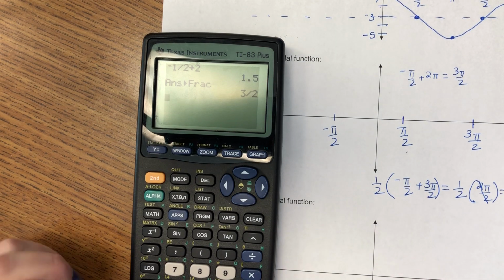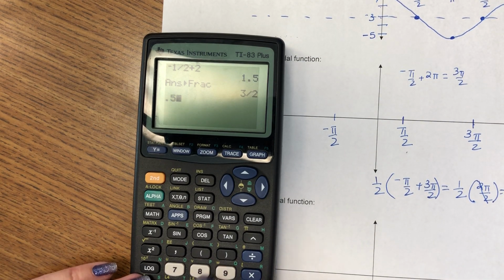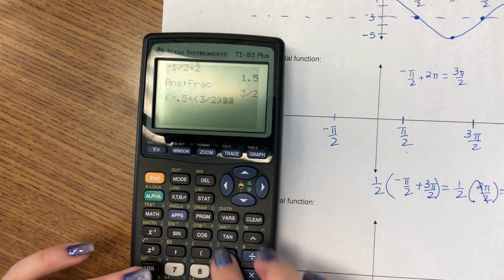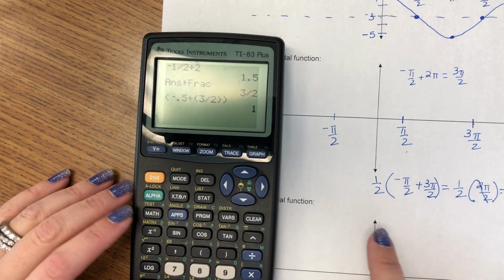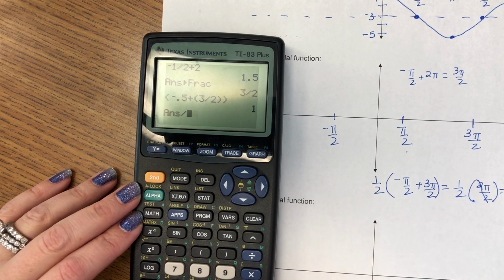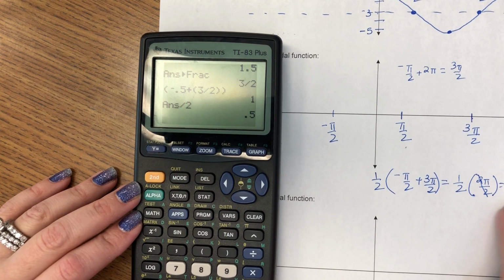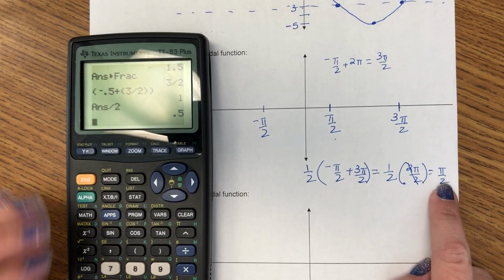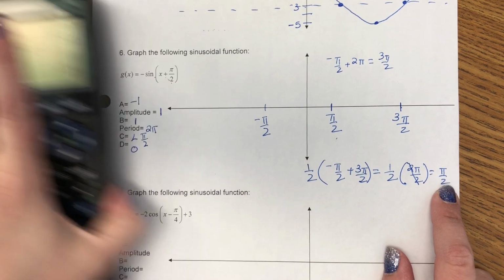If you want to use the calculator, I'll do -0.5 plus the 3 over 2. You don't need all those parentheses, sorry. Then divided by 2. So that's that 1/2, but put the pi back in.